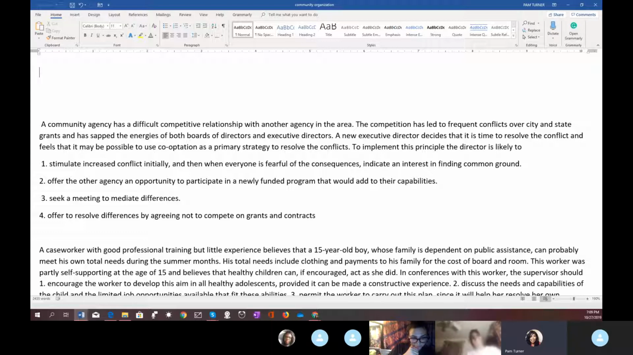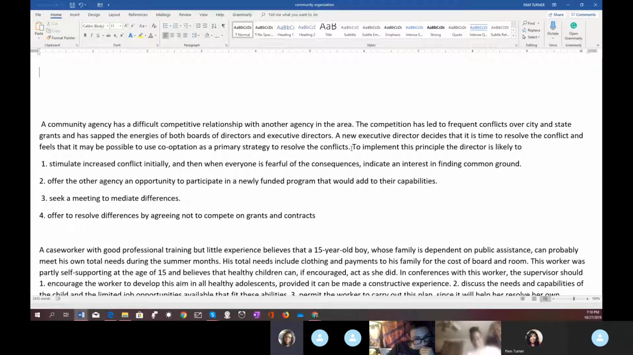We'll figure it out. So a new executive director decides it's time to resolve the conflict and feels that it may be possible to use cooptation as a primary strategy to resolve the conflict. Okay. So what I'm going to do is just kind of bring that other group in, and I'm going to find the best way that we can all be happy. I want to decrease dissent. So what do I do? How do I do that?